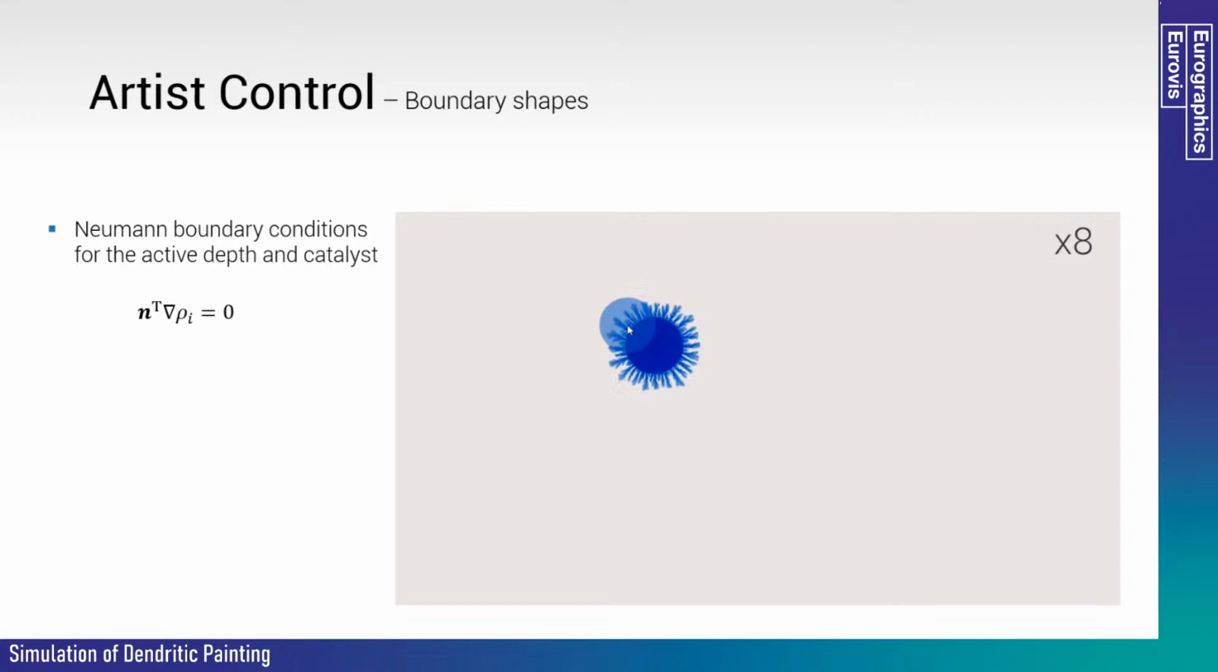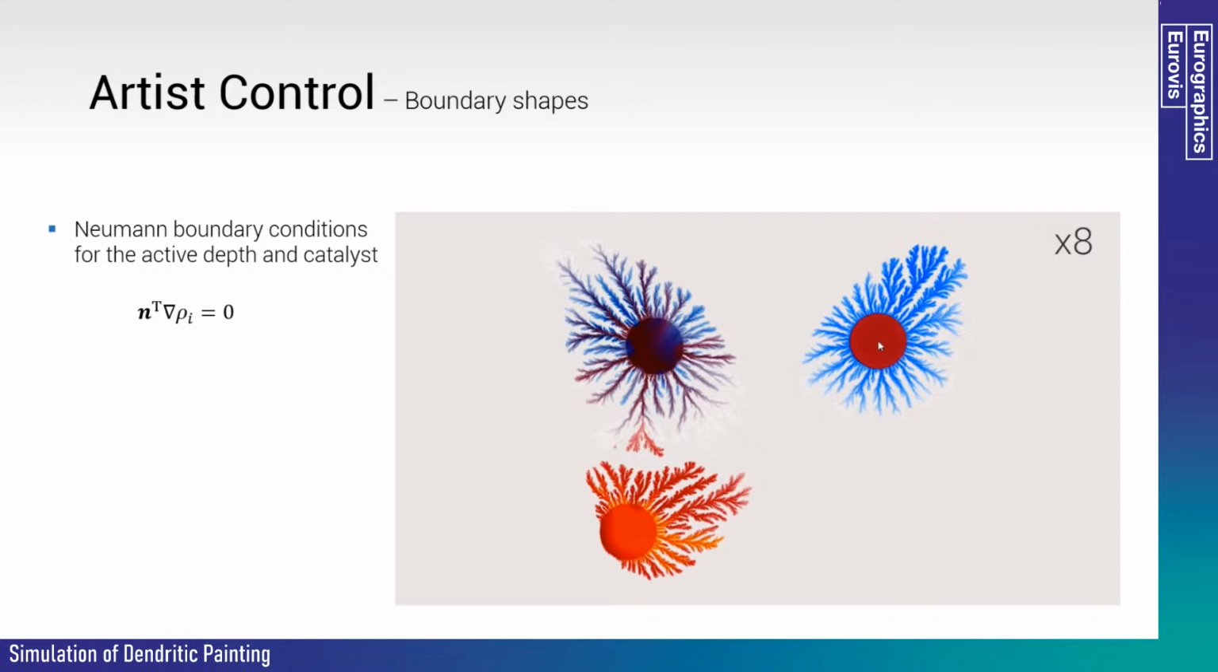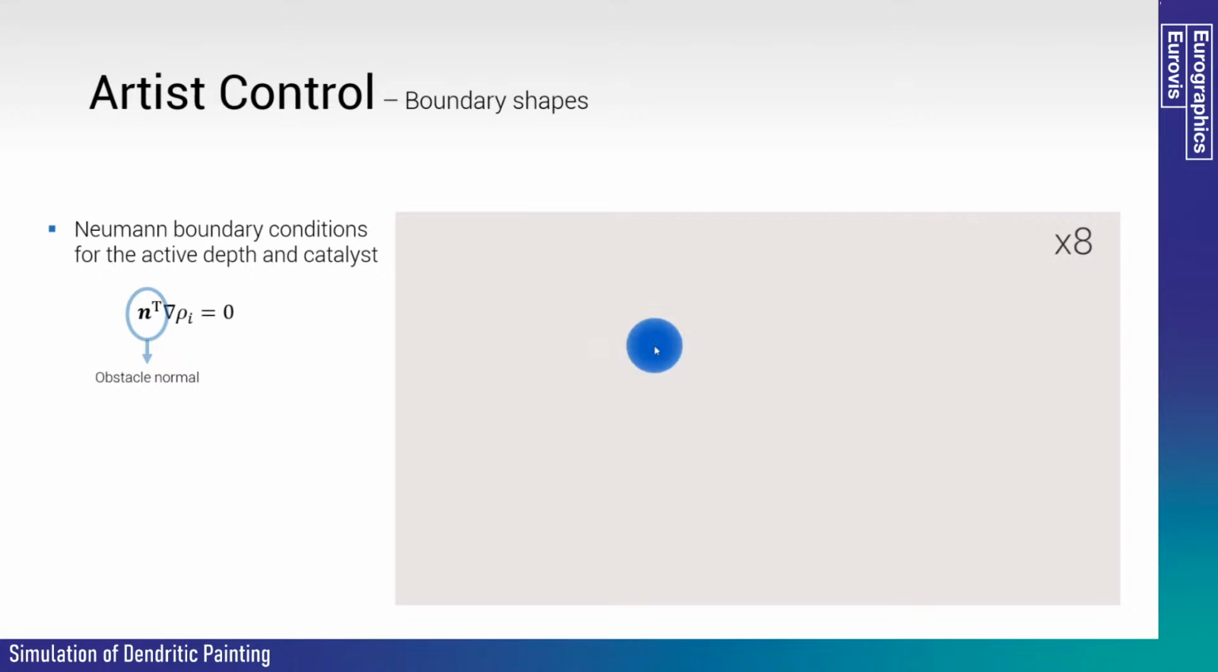Another feature that is only possible with our digital tool is to handle boundary shapes. We can set a 2D mask to define boundary conditions and make the pattern stop growing outside those regions. We achieve this by adding Neumann boundary conditions for the active depth and catalyst reaction diffusion equations. This allows us to create complex shapes like this butterfly.